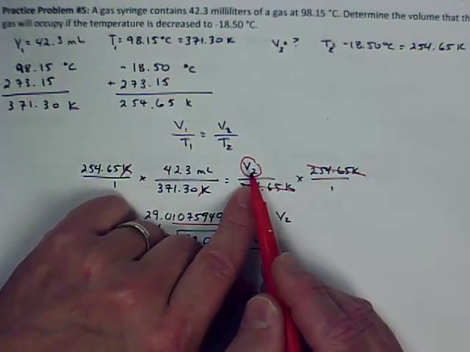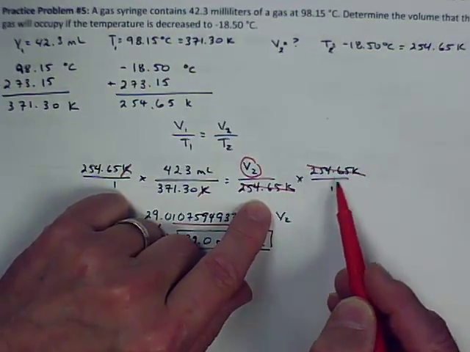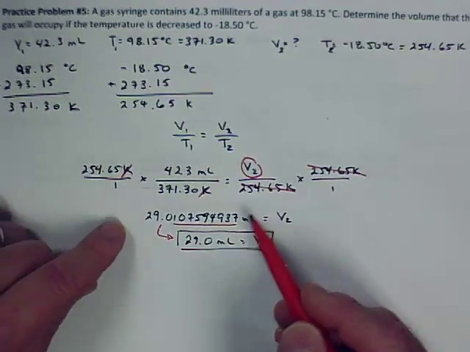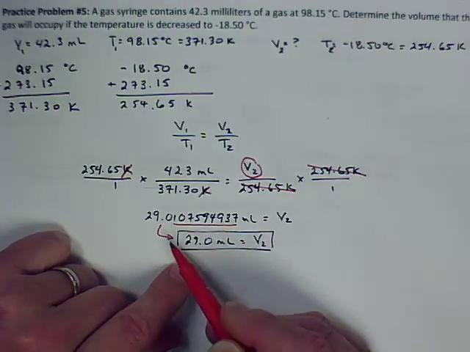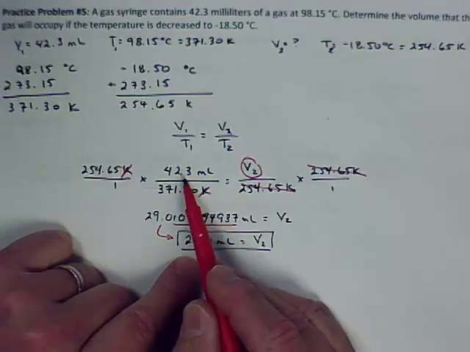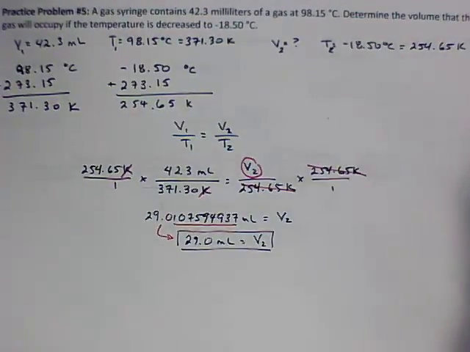Isolate this unknown here, this volume 2, by multiplying what's on the bottom here by the inverse in a fraction. Do the same thing to this side, cancel units. You get this long number in milliliters, and that's the volume. Round it off, show that with an arrow. Round it off to 3 digits because this number has 3 digits. And your final answer is 29.0 milliliters.